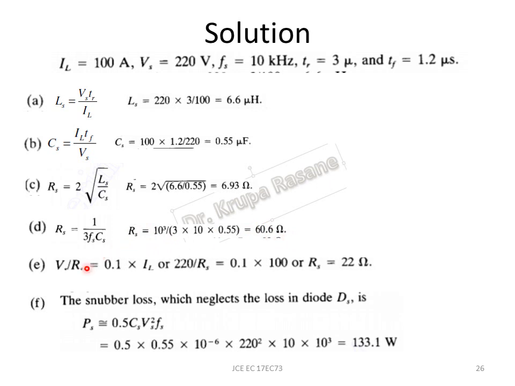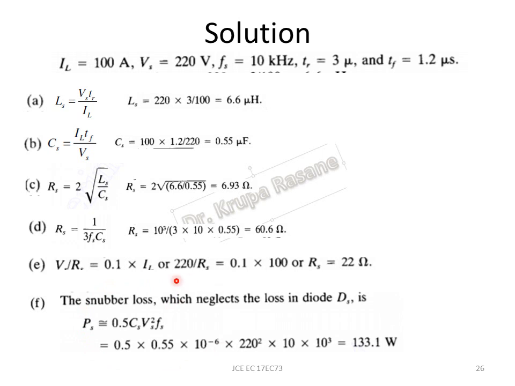Okay, and we also have an equation to evaluate the value of Rs for 1/10 of the load current. To evaluate the 1/10, I take 0.1 of IL. We know V by R is equal to the current, so for current I've taken 1/10 of the load current. Substituting, I get a value of Rs of 22 ohms. So Ls, Cs we have evaluated. Rs we are evaluating 3 times for different conditions that are asked in the problem.